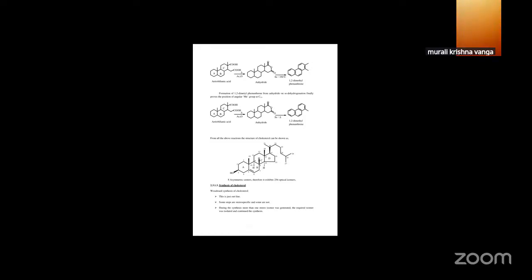So based on all the reactions, we confirm the structure of cholesterol: the hydroxy group at the C3 position, the double bond at C5 and C6, one angular methyl group at C10, another at C13, and the side chain, a methyl isohexyl ketone side chain, at C17 is established. This is the synthesis of cholesterol.